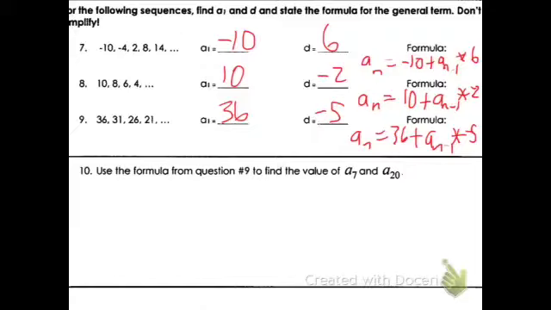Number 10, you're supposed to use the formula from number 9 to get the value of a sub 7 and a sub 20. To get a sub 7, you plug 7 into your formula. So you can take 36, add a sub, hold on.